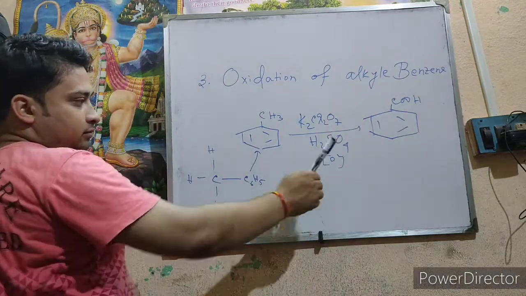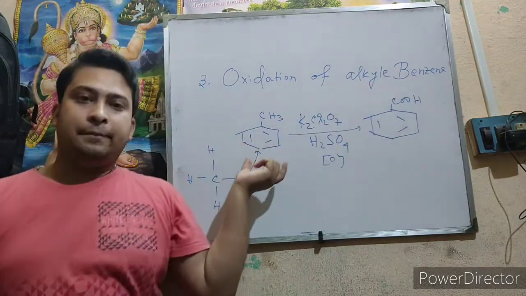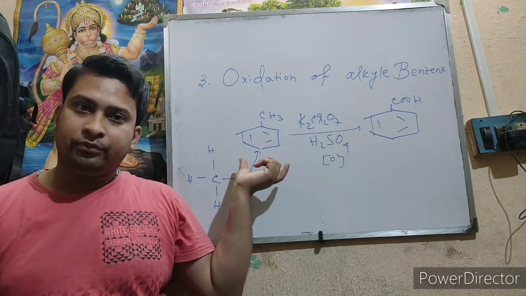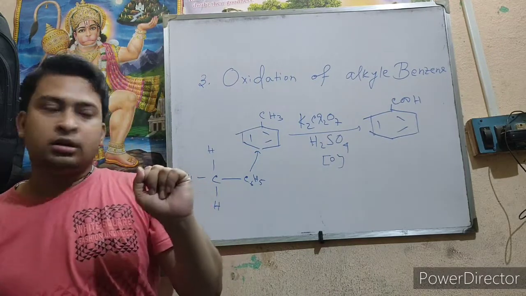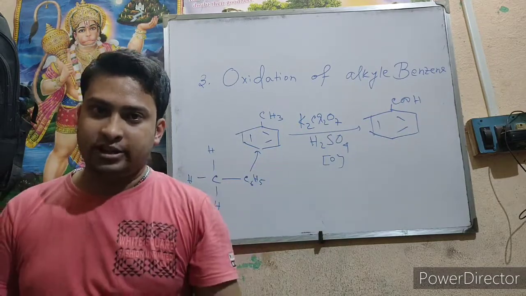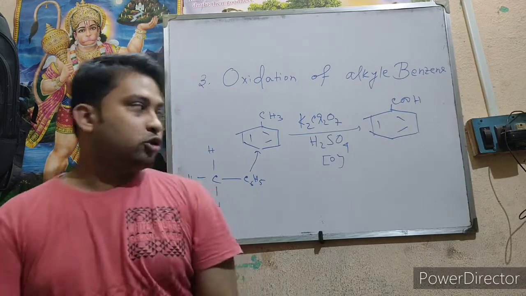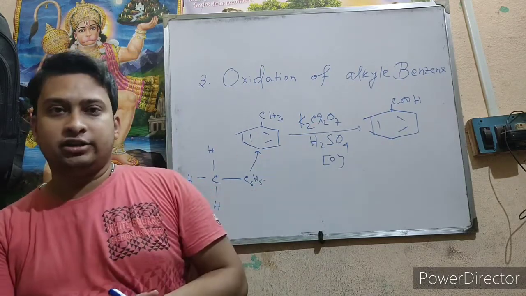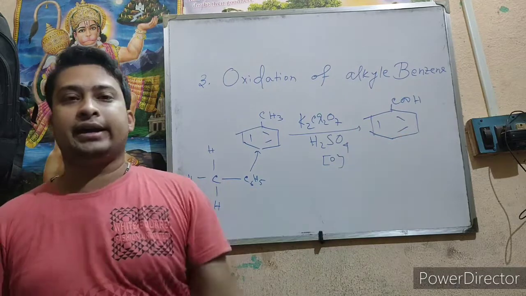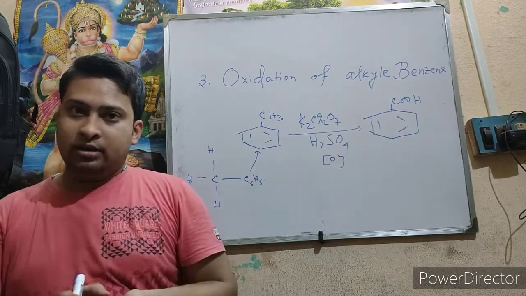You can also take German oxygen. So oxidation of alkyl benzene means you have toluene. Then you use K2Cr2O7, that is potassium dichromate, and H2SO4. Then you use German oxygen. So after using this reagent, you get benzoic acid. Simple, na? You have toluene.